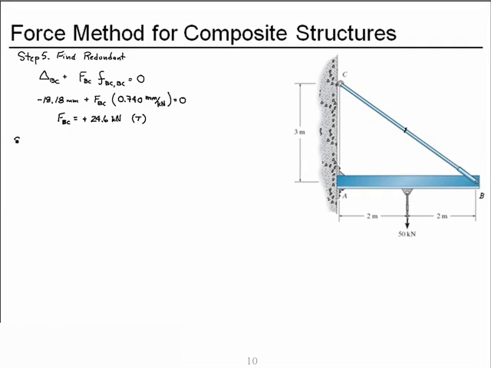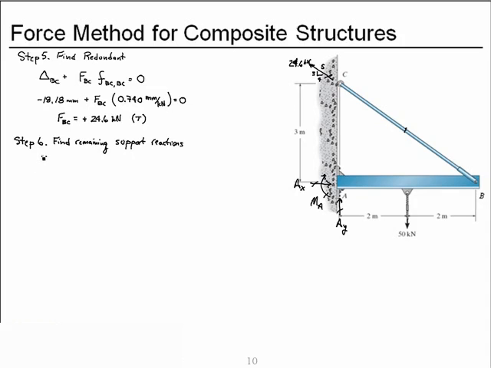Now step 6. We're going to find the remaining support reactions. So we have AY, AX, the moment reaction at A, and we know that the reaction at C is 24.6 kilonewtons pulling on the end of the tie rod in tension. And so this slope is 3, 4, 5.